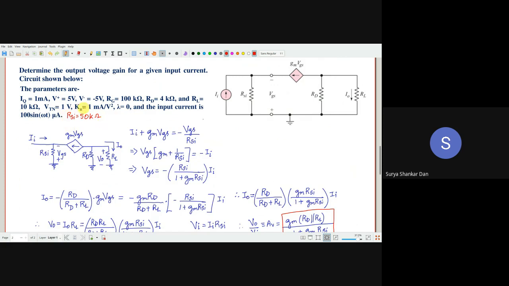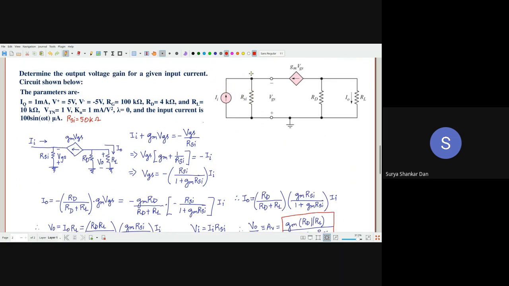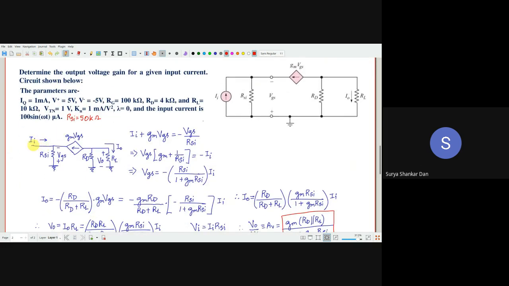First of all, let us do one thing just for simplification's sake. I am going to draw this circuit in our own method. There is a branch Ii which goes through RSI, and this gm VGS is essentially flowing through RSI as well. But what is most important for us to notice is that VGS is given as minus and plus. See the polarities, that's important. Then ID and RL, and Io is essentially the output current which is flowing through RL.